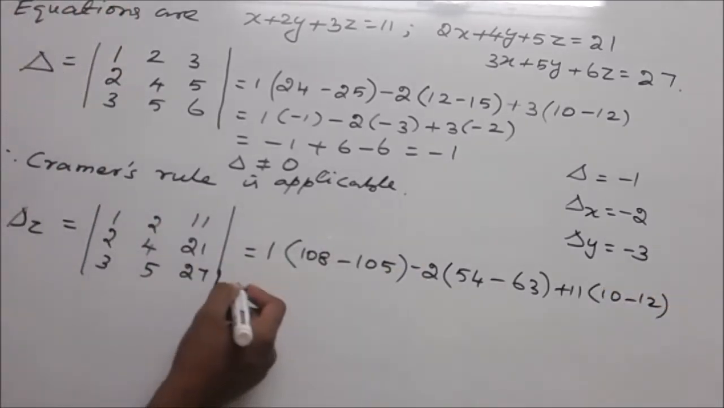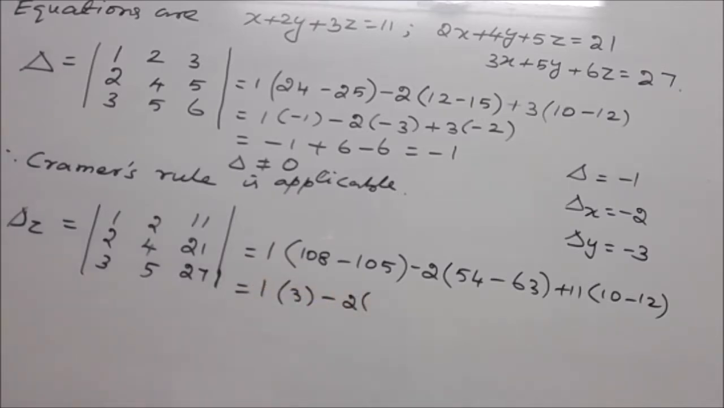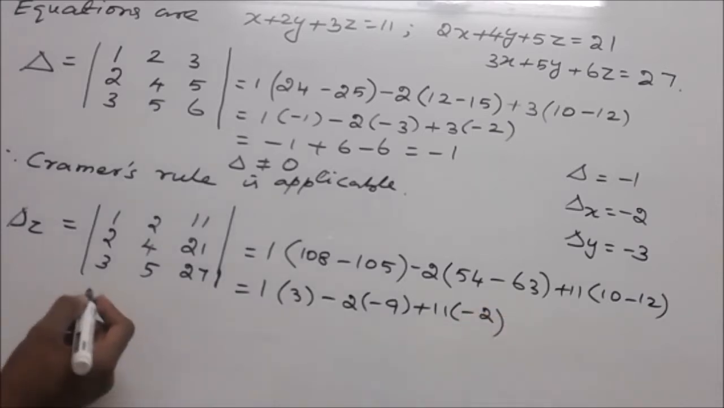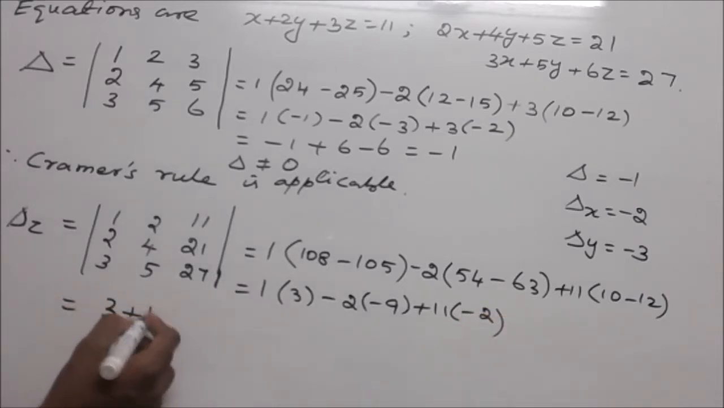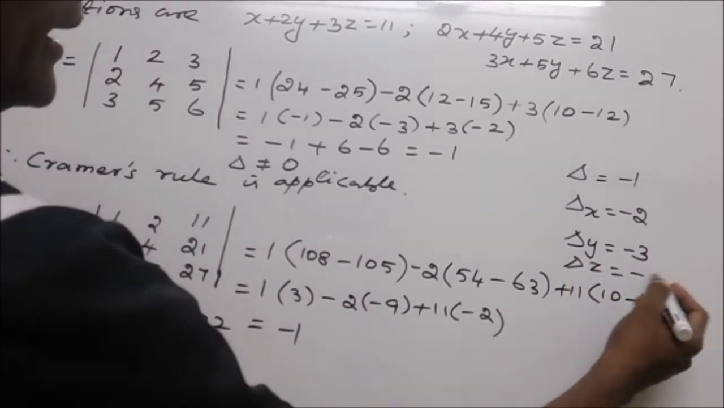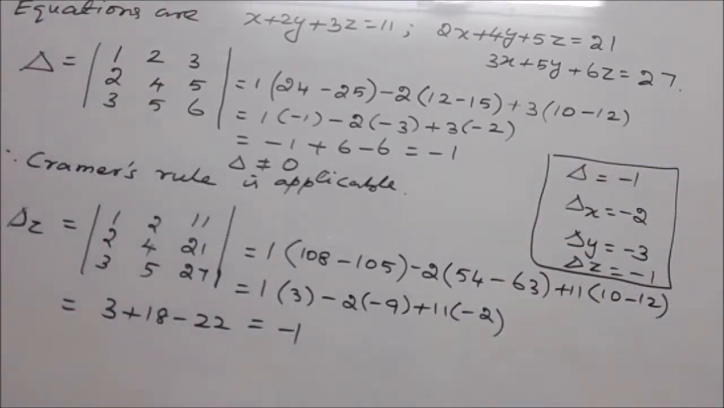Simplify, we have 1 into 3 minus 2 into minus 9 plus 11 into minus 2, which will be equal to 3 plus 18 minus 22, which is equal to minus 1. So we got the third value, delta z, as minus 1. So we found all the four values: delta, delta x, delta y, delta z. Now we can move to the solution.